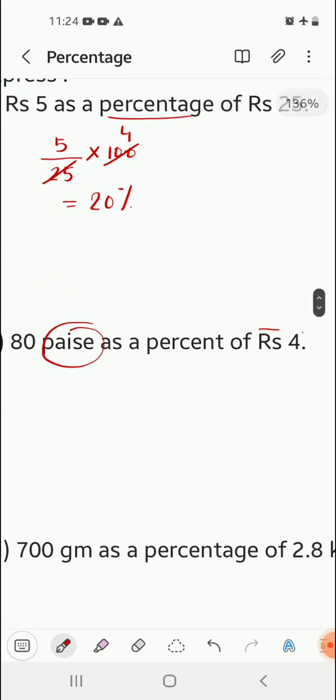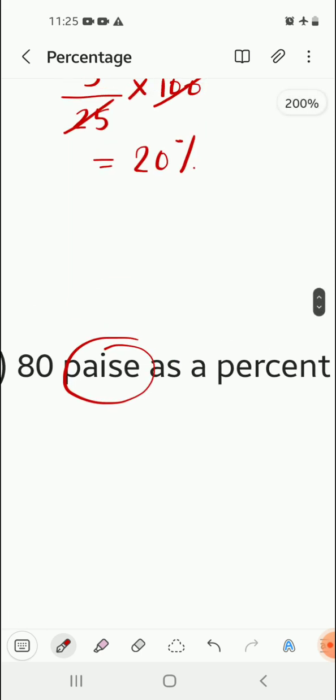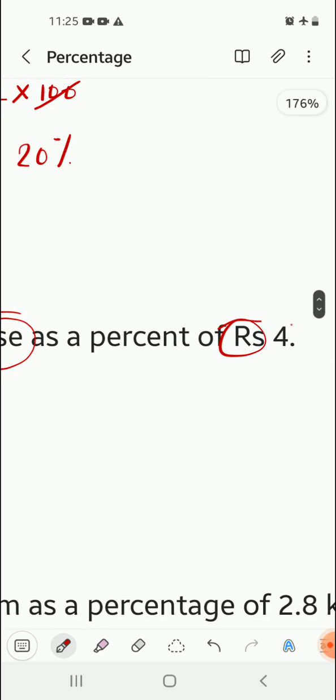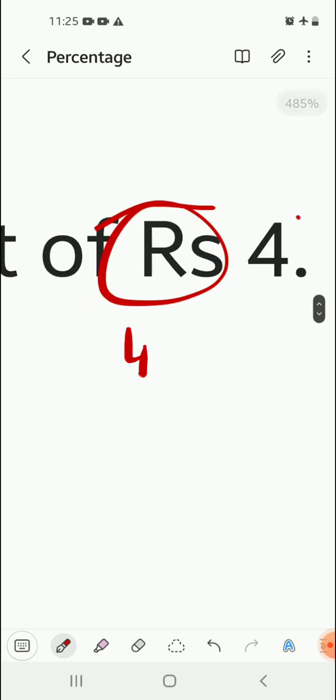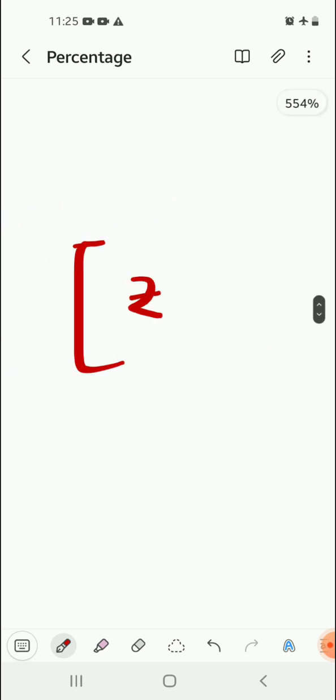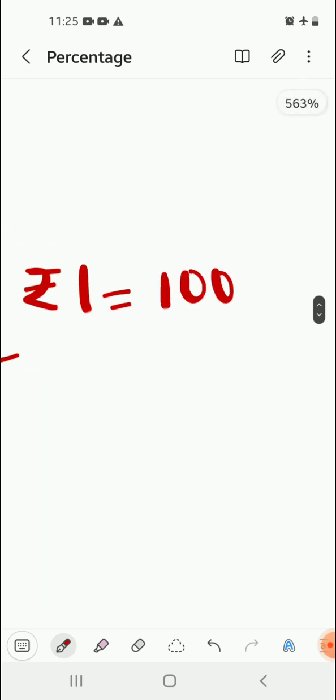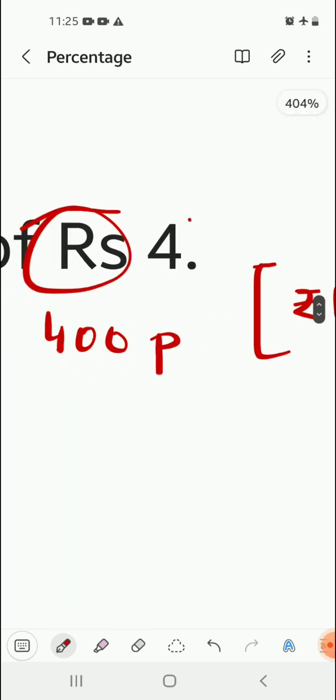So there is paise and there is rupees. So we need to do something about it. It's easier for us to actually convert the bigger unit to the smaller unit. This is an easier method. Otherwise, converting the smaller unit to the bigger unit would make it complicated because it would become a decimal number. So we will convert rupees 4 into paisa, 4 into 100, because 1 rupee is equal to 100 paisa. That way it would become 400 paisa.